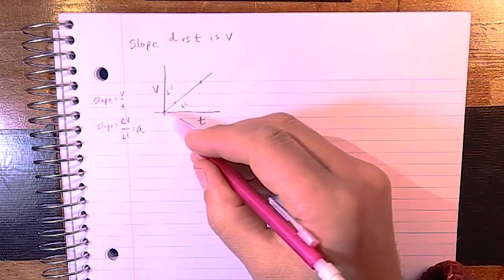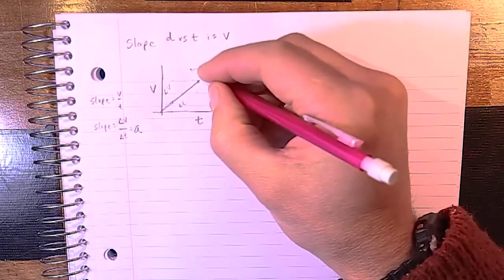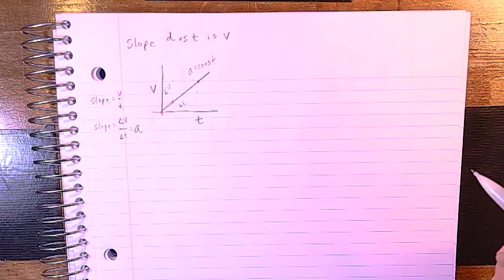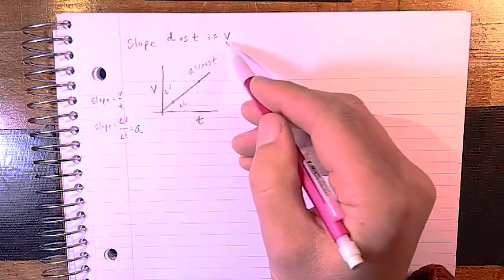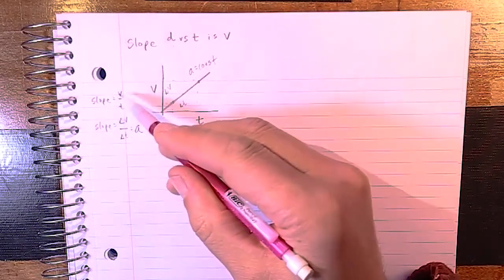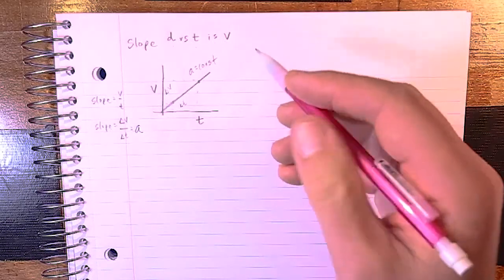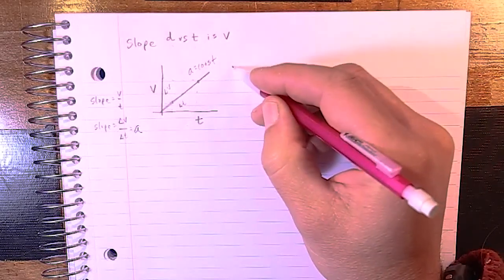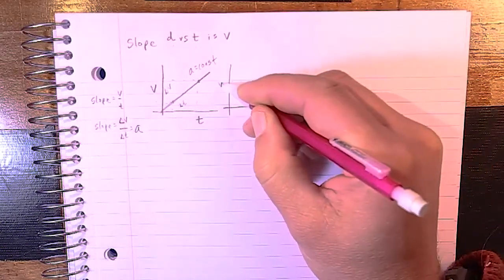So the slope of this line is constant, so therefore our acceleration is constant. It's the same idea, and this is crucial. The slope of a distance time graph is velocity. The slope of a velocity time graph is acceleration. So whatever the slope is on this graph, that informs us about the acceleration. So let's look at a couple of different examples.